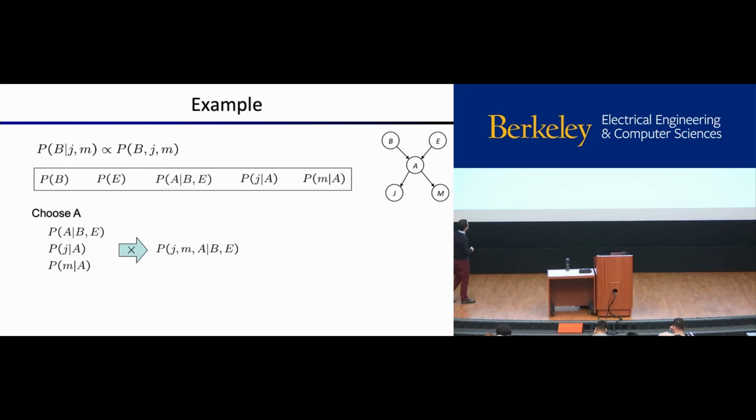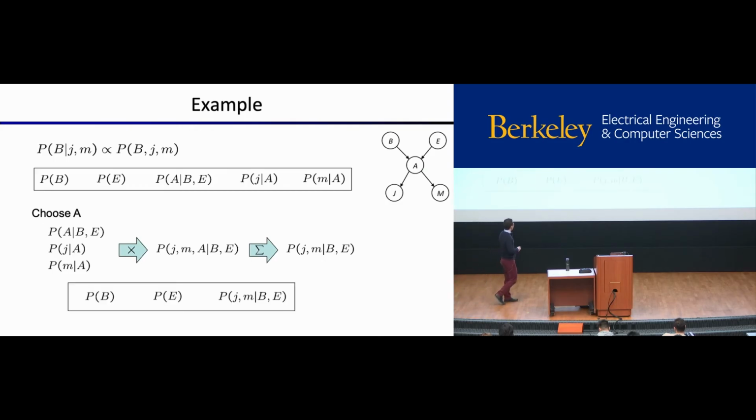M, capital A, given capital B, capital E. This is just a factor. Don't need to really interpret it so much, but it's a joint distribution over 3 variables conditioned on 2 other variables. The capitals mean we want all the terms, and the lowercase means we want the specific terms. Okay, so we multiply those together, we get this factor. We then sum out A, because these are all the terms that have A in it. So we are ready to sum out A. We don't need A anymore. We sum A out. We get P of JM given BE. Okay? And now our factors are PB, PE, and P of JM given BE.